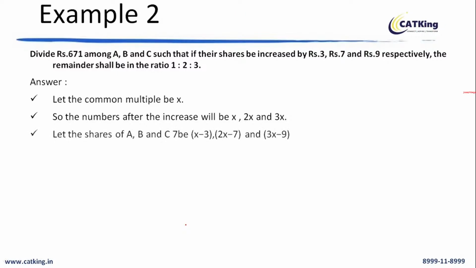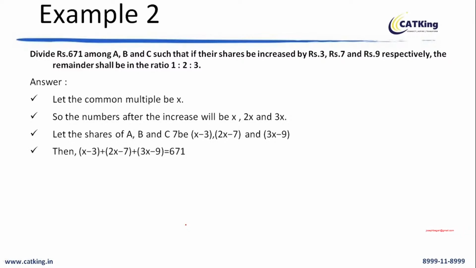Correct. So let the shares of A, B and C be x minus 3, because उसमें 3 increase हुआ था तो 3 निकाल देंगे. B में से 7 निकालेंगे. अच्छा, लेकिन x minus 7 नहीं होगा ना, 2x minus 7 होगा because B is 2x. And C is 3x, C में 9 ऐड किया था तो वो निकाल देंगे, which is 3x minus 9. Now the addition of all of these is going to be equal to 671 because 671 ही divide करना था.